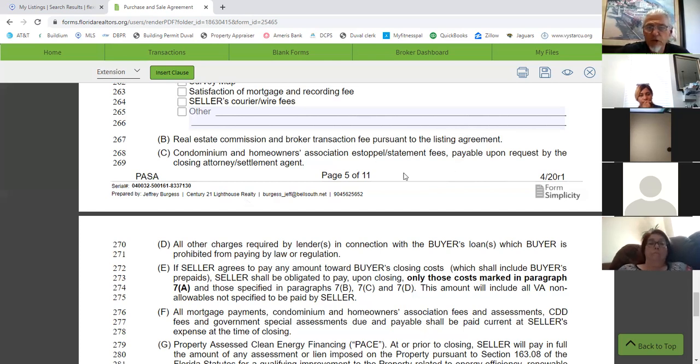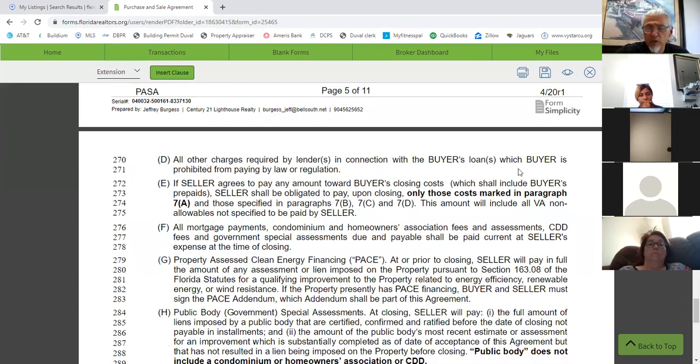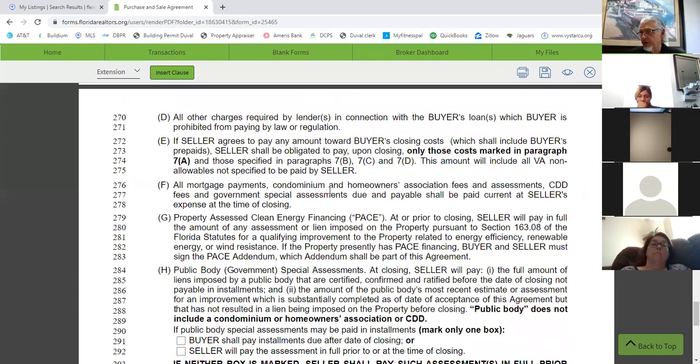All other charges required by the lender in connection with the buyer's loan, which the buyer is prohibited from paying by law or regulation. That could be a local regulation, or it could be a VA requirement that the buyer can't pay. Used to be that the buyer couldn't pay for the WDO. The VA has since rescinded that obligation, so the buyer can now pay for a WDO. That language survives.